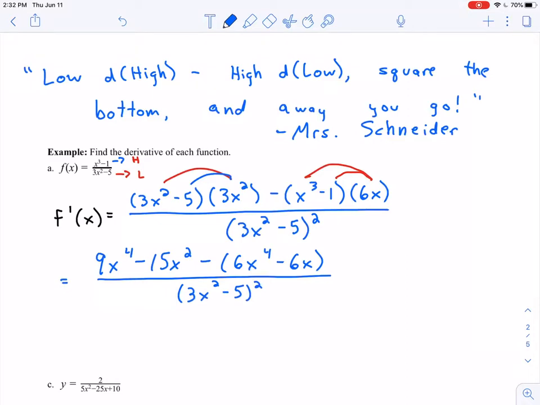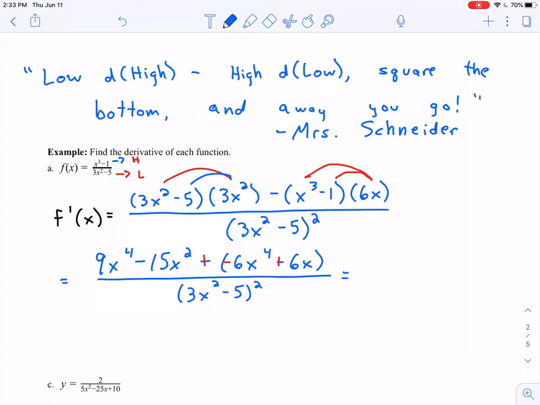From here, there's just one more thing I need to do. I need to distribute this minus sign to each of these two terms. The way I do that is I change this to a plus, and I change both of the signs on the terms that are inside of the parentheses. After that, if you can combine like terms anywhere, go ahead and do that.